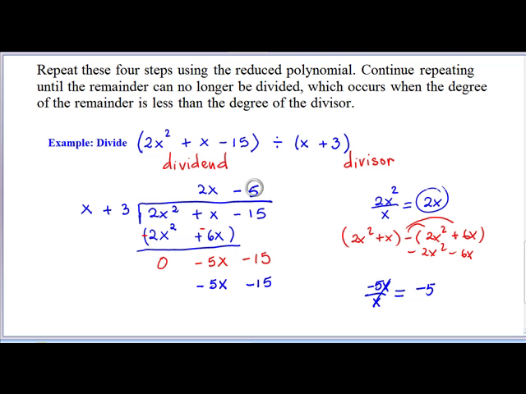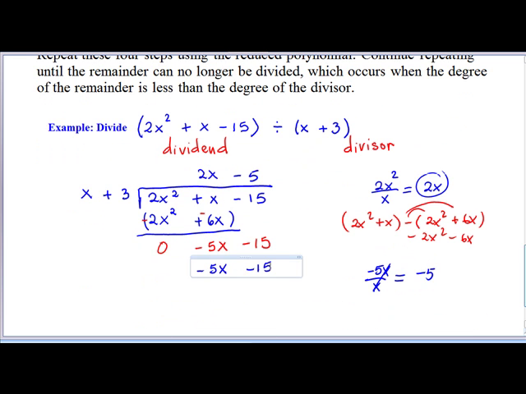So I just finished step 2. I take minus 5 times the whole divisor. Then step 3, subtract. Once again, to subtract, all you have to do is change the sign of the second polynomial. Minus becomes plus. Add them together, you get 0. Add them together, you get 0. See, now the remainder is 0 and we are finished. So this is our answer. So this is how you do long division of two polynomials.